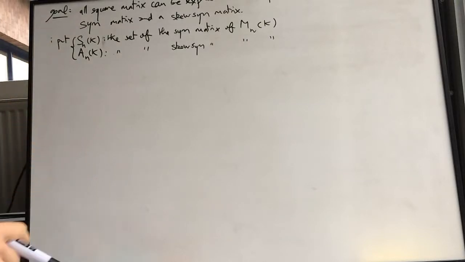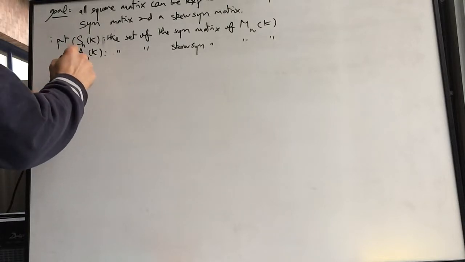And we are going to do that with two steps. In the first step we are going to prove that a square matrix can be expressed as the sum of a symmetric matrix and a skew symmetric matrix, and in a second step we are going to prove that there is a unique way to do that.